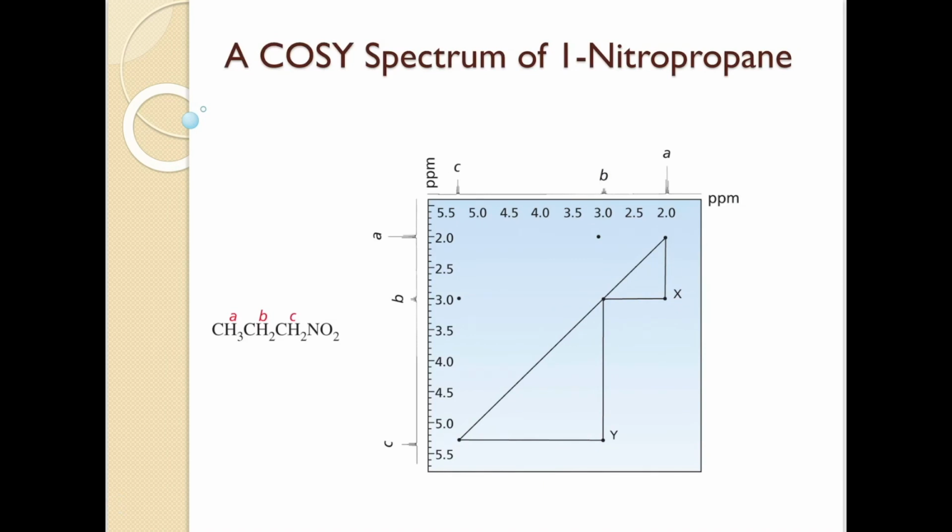Here is one more example for the COSY spectrum. We have 1-nitropropane, and you can see there are two cross peaks here. The X cross peak, where you can see that when you extrapolate this line, the A protons are coupled with B protons. And similarly, when you extend this line, you can see that the C protons are coupled with B protons.